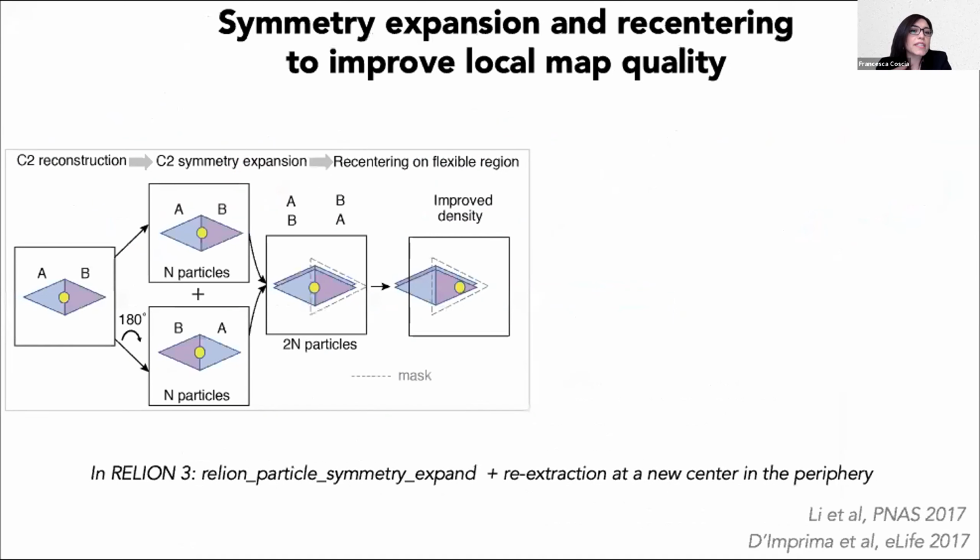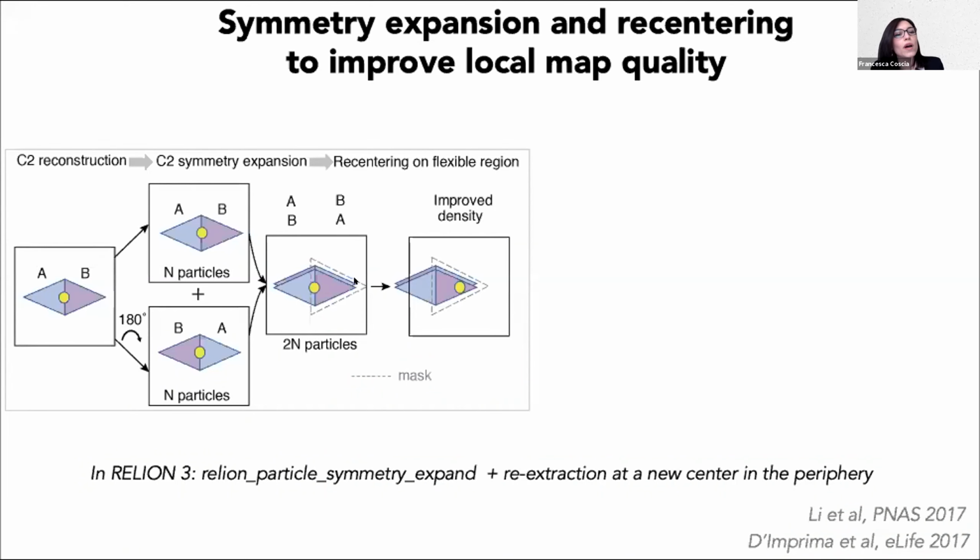So in order to do this, we used symmetry expansion, which has been mentioned today already, and I'm sure that many of you are familiar with it. We used a combination of symmetry expansion and recentering to improve the local map quality. So if we have the n initial particles where we have the information doubled into two lobes A and B, we just take the star file with the n particles and we apply C2 symmetry. Then we combine those two data sets. So in the two parts, we will have the information replicated, A, B, and B, A.